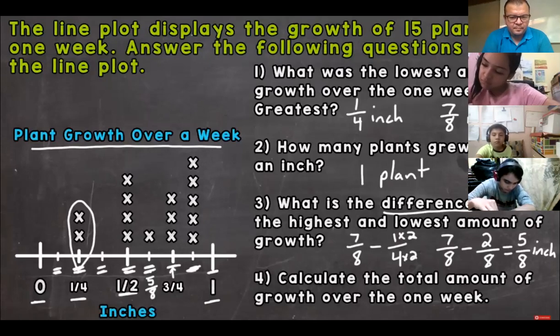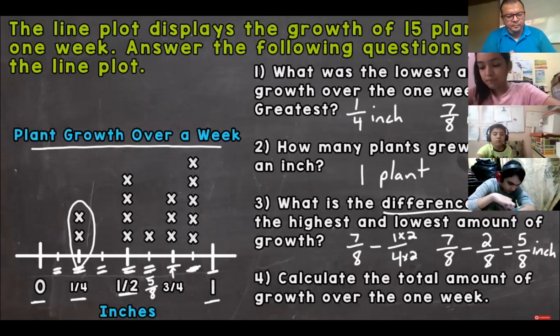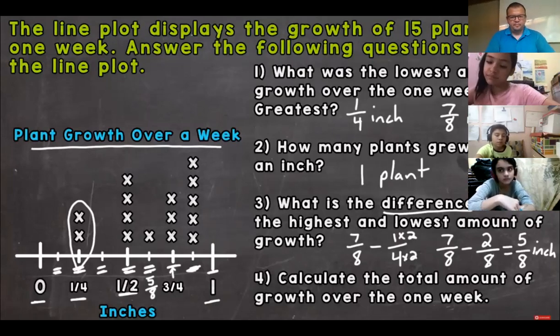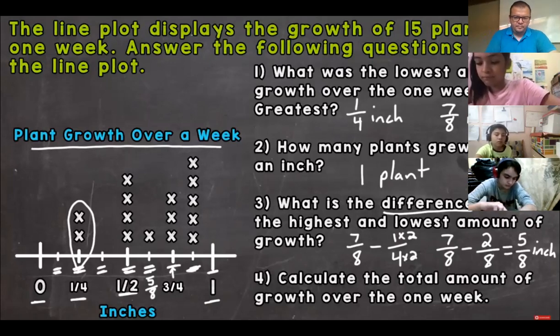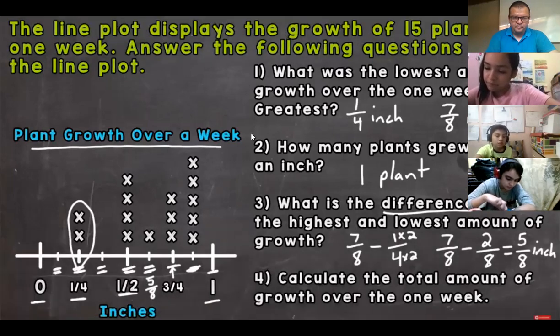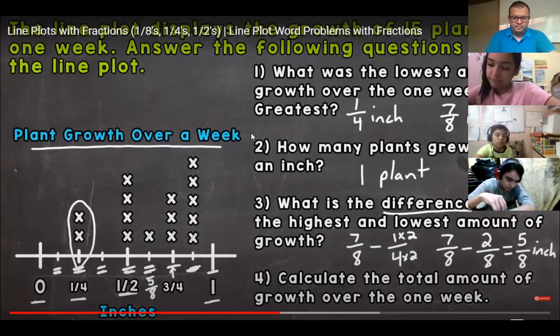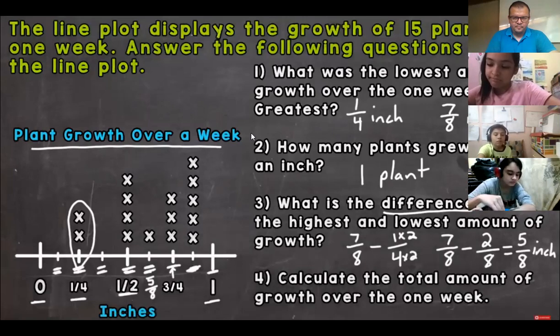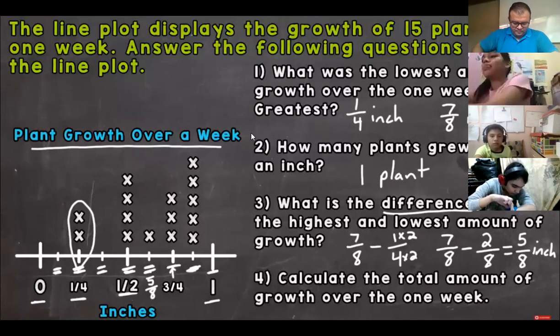Lastly, this is the most difficult problem out of the 4. Calculate the total amount of growth over the 1 week. So you're including the growth of all 15 plants. A common mistake here would be just counting up all the X's and saying 15 as the answer. But we need each plant's growth added together. So we're going to have to see how much each X is worth. We can think of it like that.